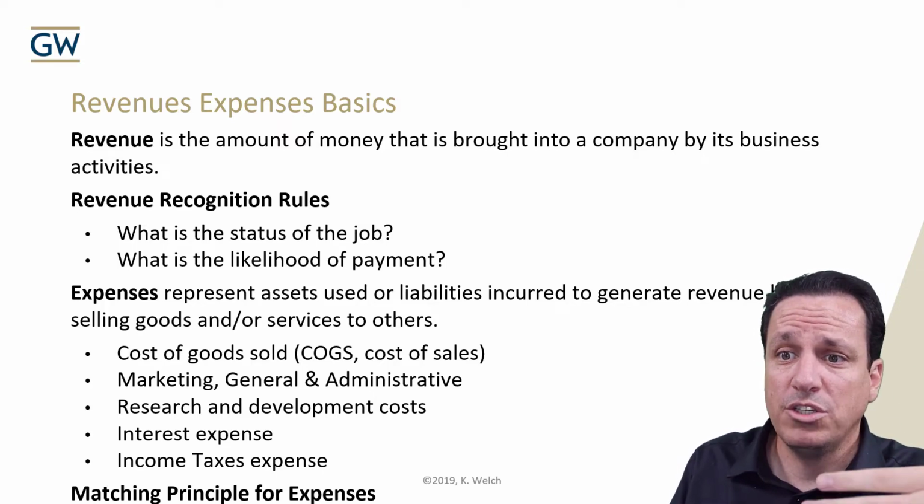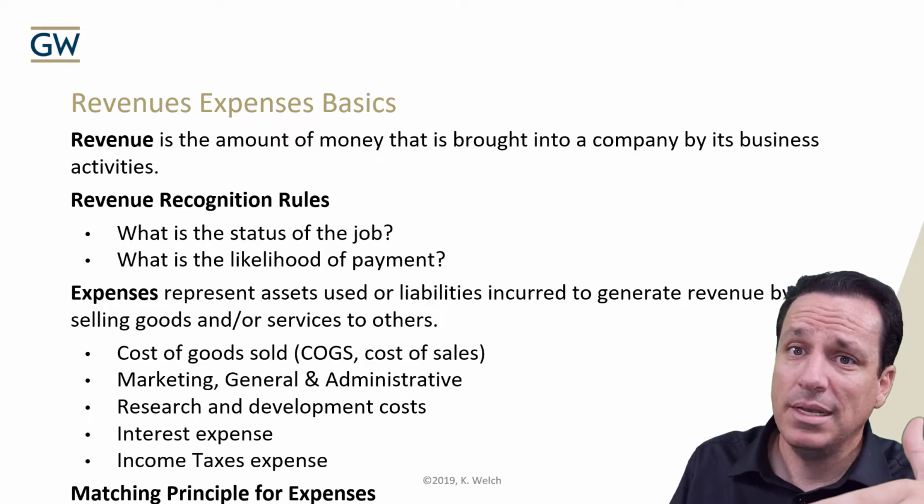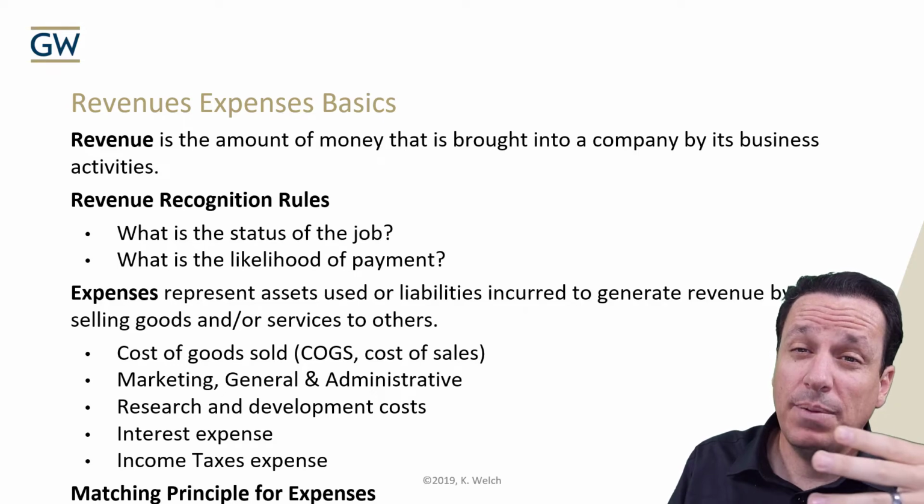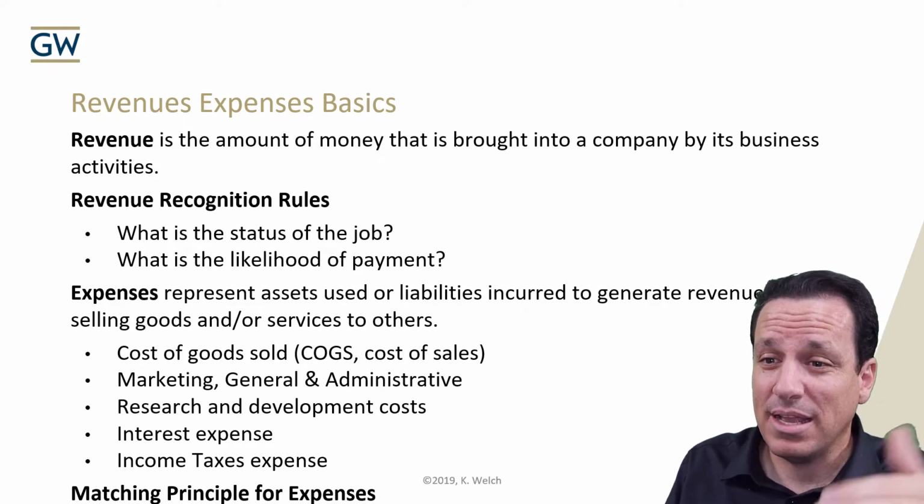You have to answer the second question: what is the likelihood of payment? If you have done a job, but you're probably not going to get paid, then you don't have revenue. If you've gotten paid, but you're not going to do the job, you don't have revenue. You have to do the job, and it has to be likely that you get paid.